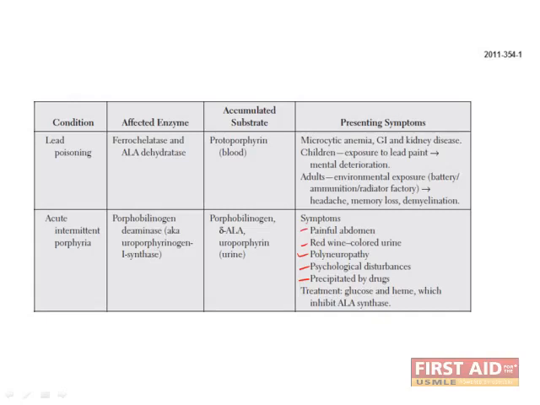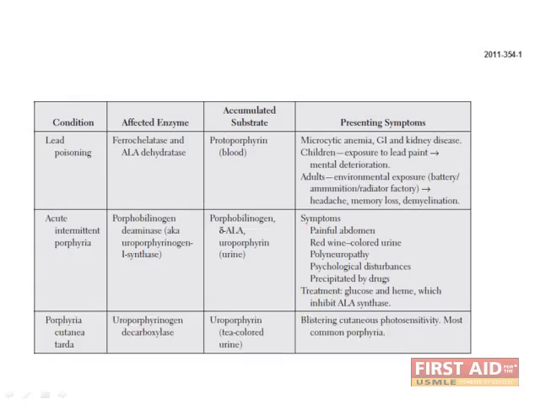To treat AIP, we can capitalize on negative feedback effects of glucose and heme onto ALA synthase and block further progression down the heme synthesis pathway. In other words, we can use glucose to stop heme synthesis and reduce buildup of toxic byproducts, and administer heme so that the patient doesn't become anemic. Finally, porphyria cutanea tarda is the most common porphyria and presents with characteristic blistering cutaneous photosensitivity and tea-colored urine.